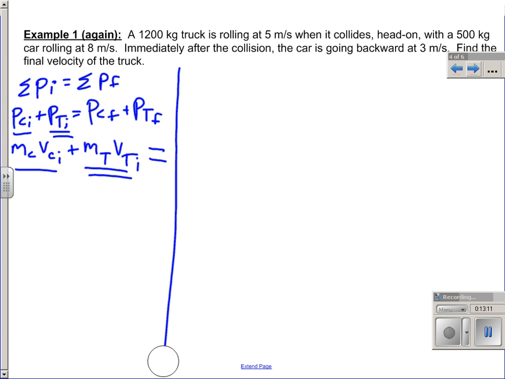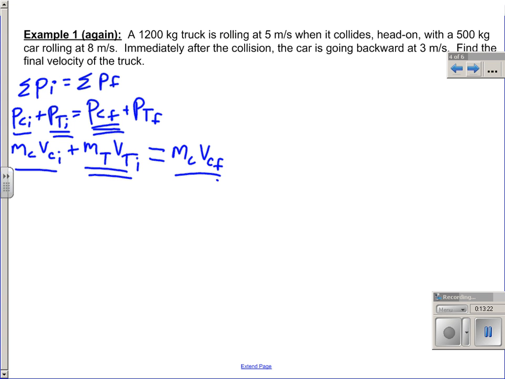equals the mass of the car times the velocity of the car final plus the mass of the truck times the velocity of the truck final.